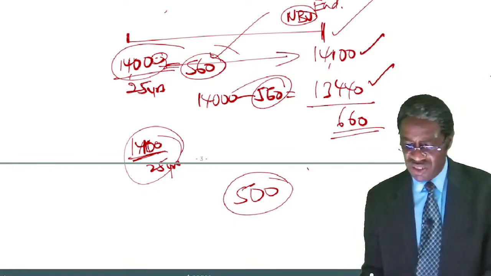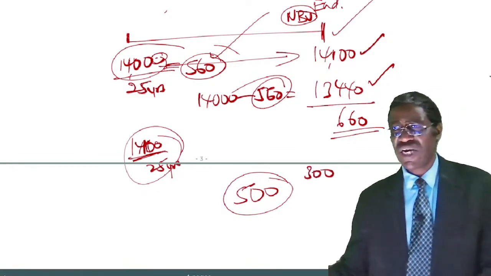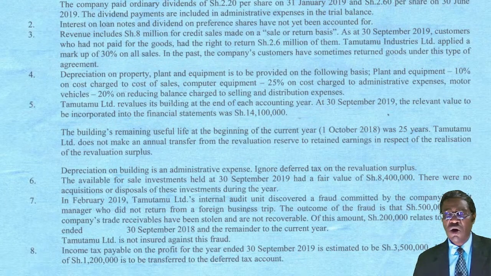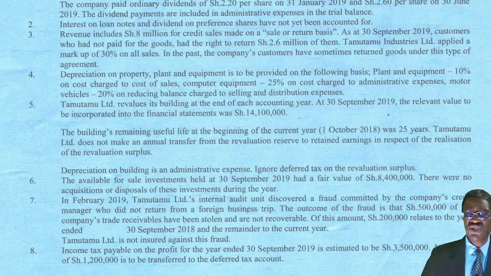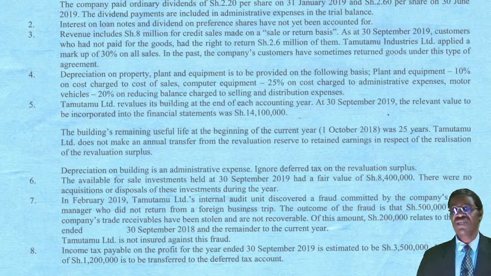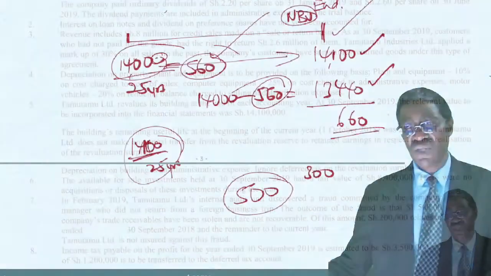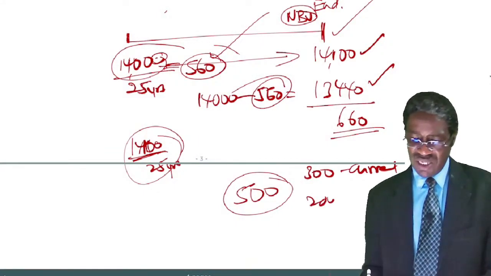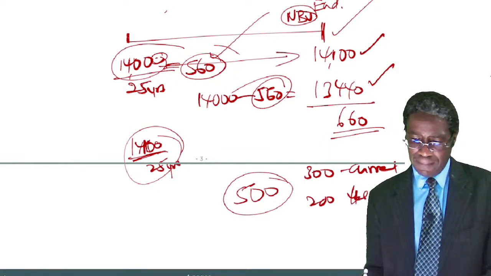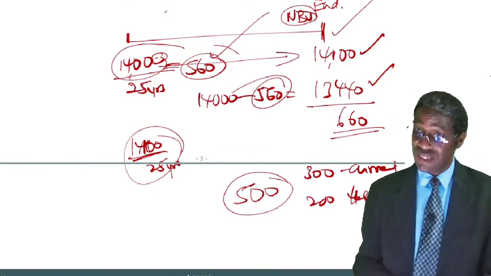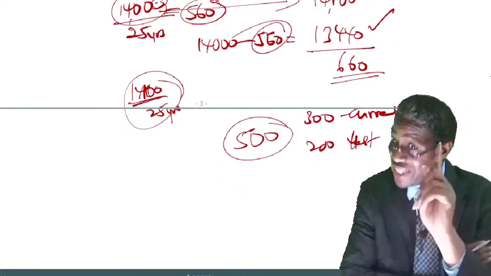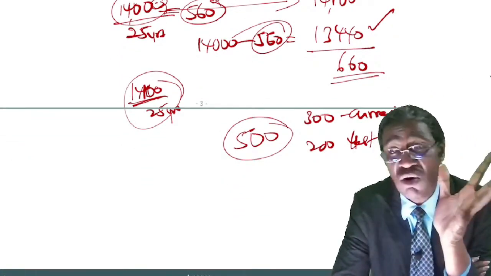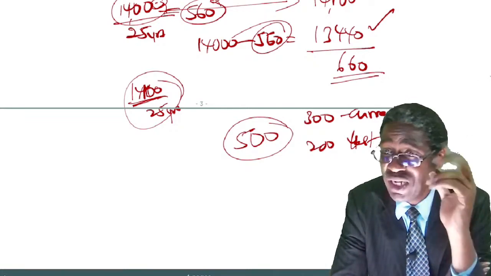Of this amount, 200 relates to last year, the remainder this year. So 300 is for the current year, and 200 last year. Listen, the customer had paid, but we had not recorded it. We took the money and it disappeared. That's what the manager did.